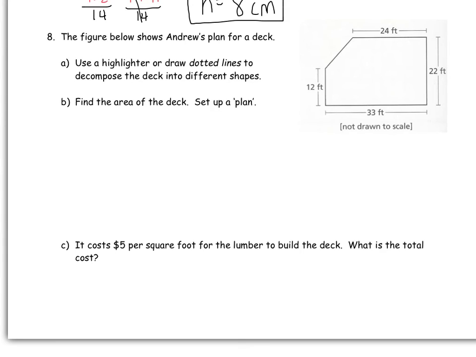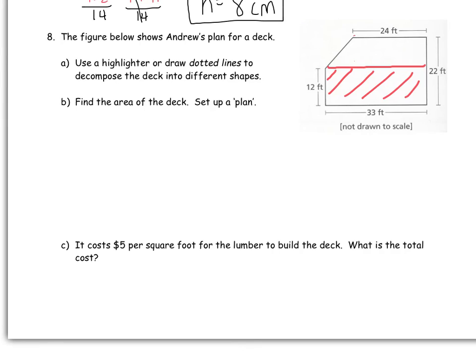And lastly, number 8. The figure below shows Andrew's plan for a deck. We're going to use a highlighter or draw dotted lines to decompose the deck into different shapes. There are many ways we can do this. We can draw the line here to get a rectangle and a trapezoid. We can also cut the picture, or decompose the picture, like this. I think that's the one I'll stick with. So we have a rectangle on the bottom and a trapezoid on the top.